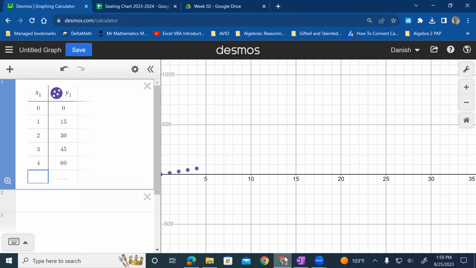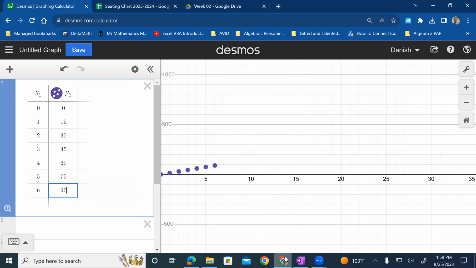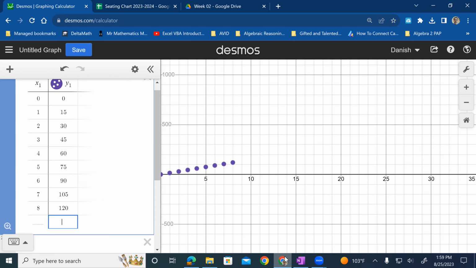And put the values from the plot in this table. And for 5, it's a 75. For 6, it's a 90. For 7, it is a 105. And for 8, it is 120. Did you see some things happening on the board also in the plot? These dots are being plotted over here at the same time. That's how Desmos helps us.